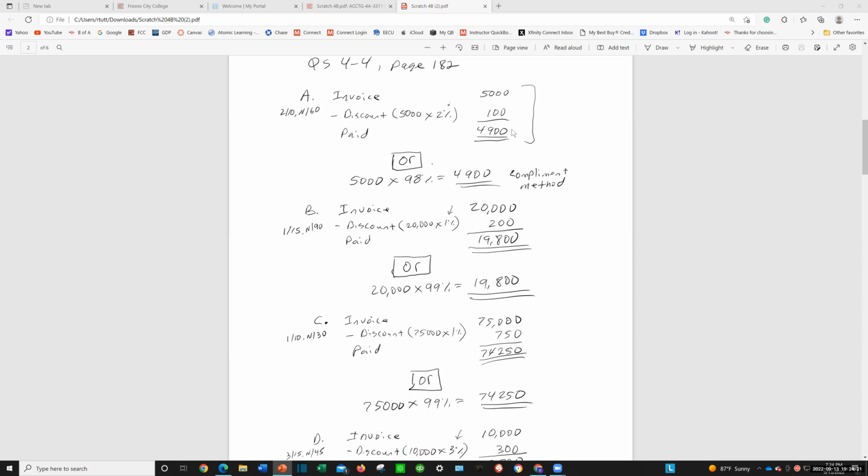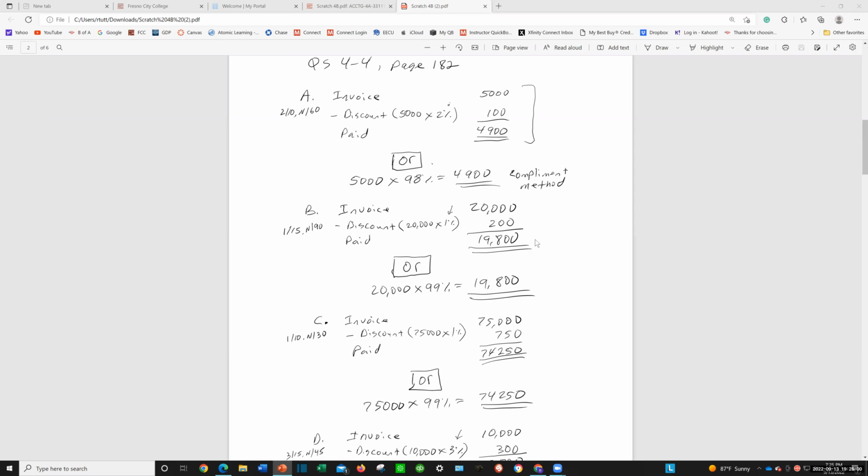This is maybe more intuitive. This is definitely quicker. Okay, let's do B. The invoice is $20,000 and the terms are 1/15 net 90. Well, we're going to pay within 15 days, so we're going to take the 1%. Well, what's 1% of 20,000? Well, 20,000 times 1% is 200. So what do we have to pay?